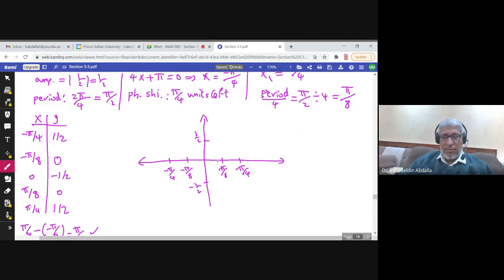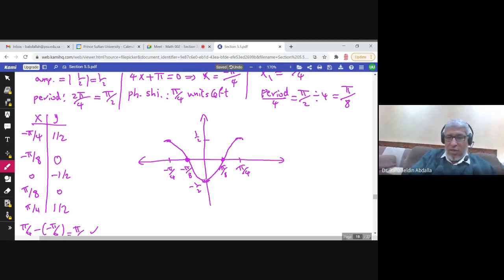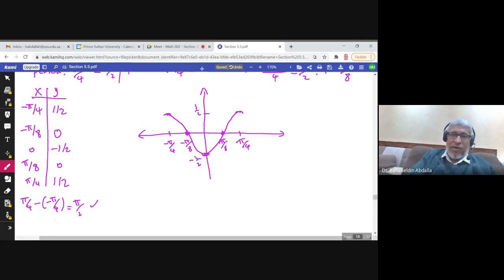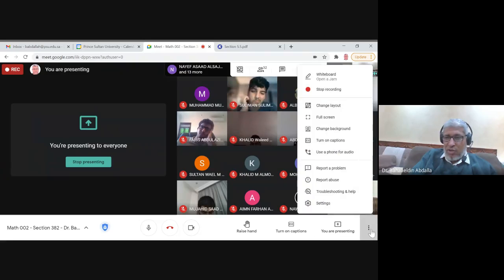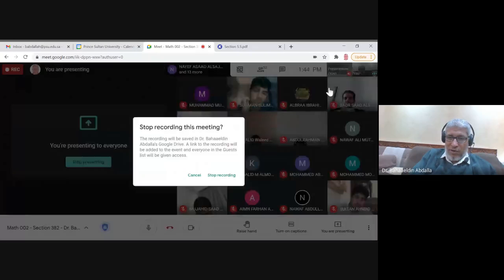Okay. So I have 0, x-intercept here, x-intercept here. Here I have a minimum, and here I have a maximum. So the graph would be like this. This is the graph of this function. I stop here, and if you have any question, please feel free to ask.